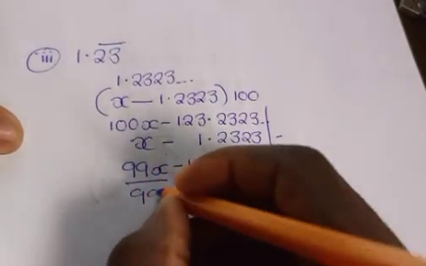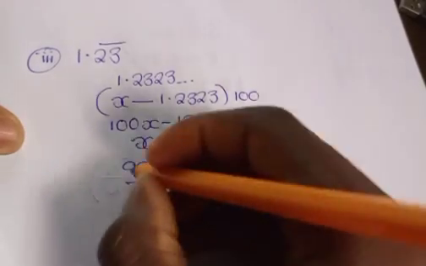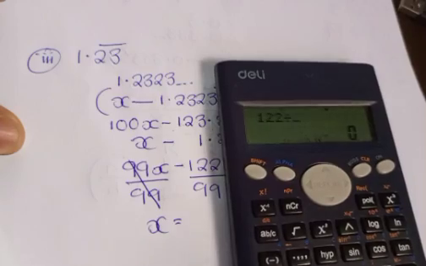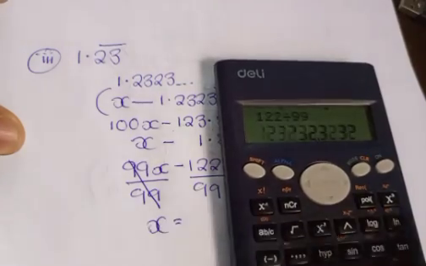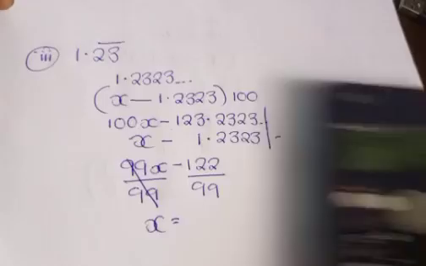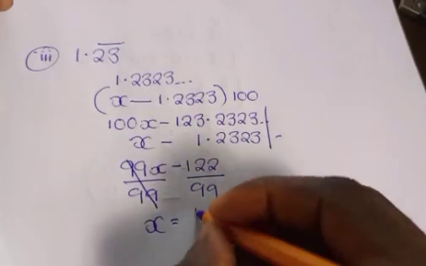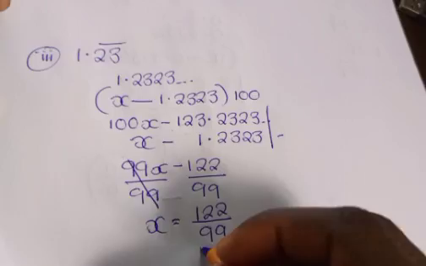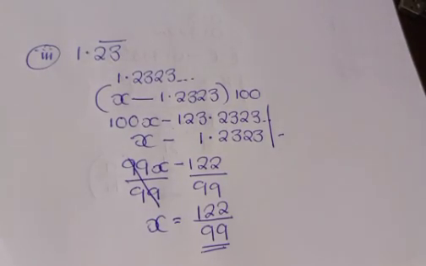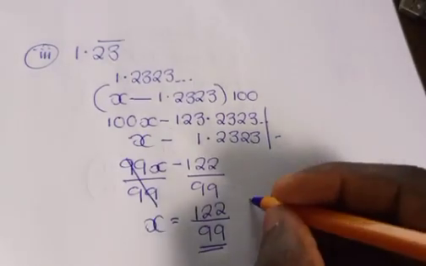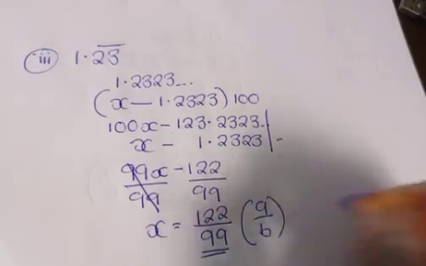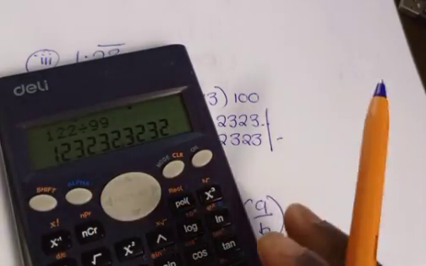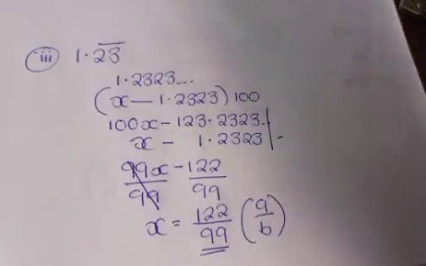Then from here you will divide both sides by 99, where you will now say 122 over 99, giving you the same. Let's just leave it here. This cannot be expressed in its lowest term. So this is the expression that we have expressed in form of A over B. So that if you were to punch it like this, it will give you the same repeating digits.